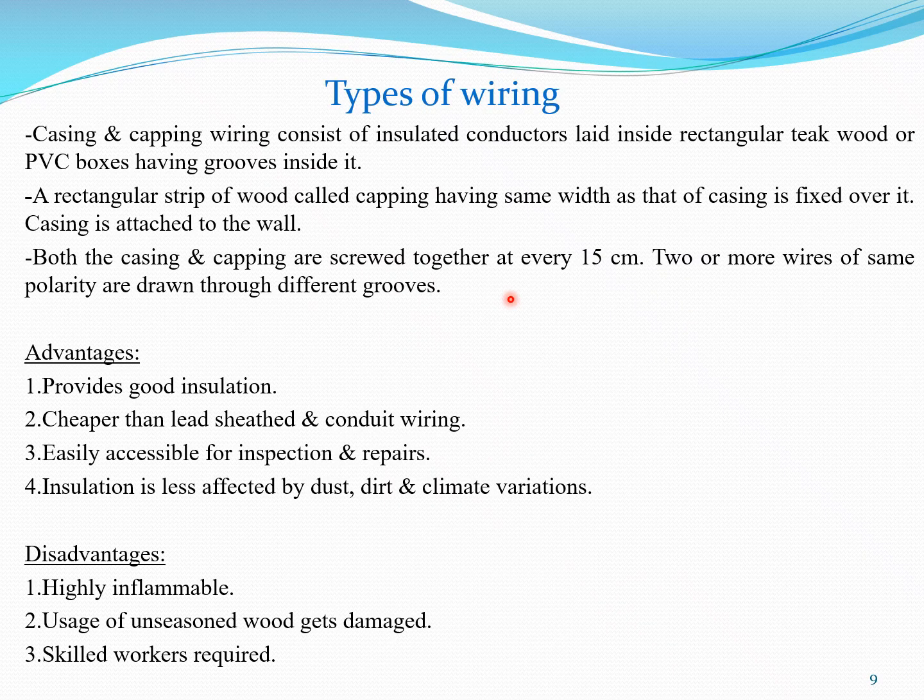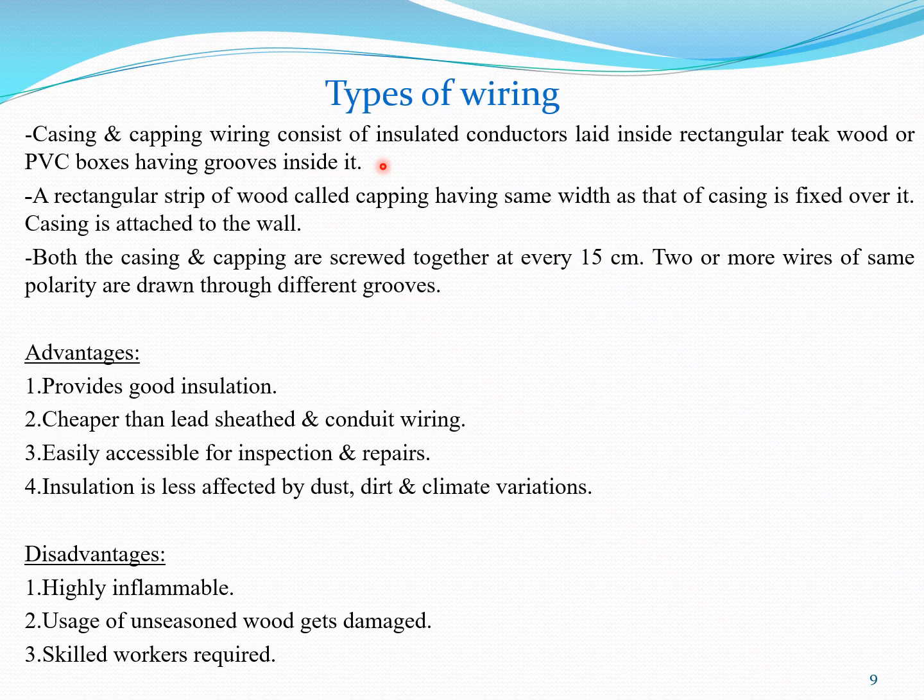The casing and capping type of wiring consists of insulated conductors laid inside rectangular teak wood or PVC boxes having grooves inside them. In the image we saw recently, there is wooden casing and capping, but in the market you might have observed PVC casing and capping, which have a white color and are made of PVC.